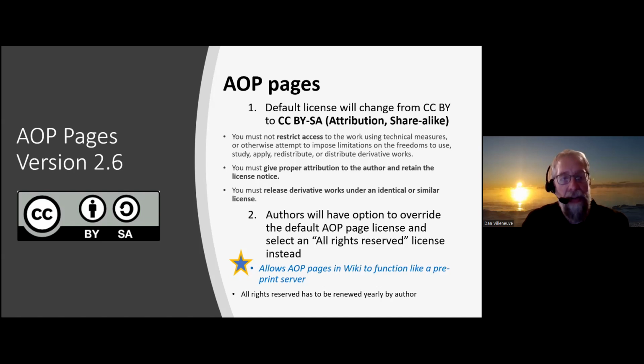Importantly, authors will also now have the option to override the default AOP license and select an all rights reserved license during the process of AOP development. This will effectively allow the AOP pages in the wiki to function just like a preprint server. That all rights reserved has to be renewed yearly by the author, but as long as they're actively developing the page and continue to renew that all rights reserved, they can fully protect the content of the AOP pages.